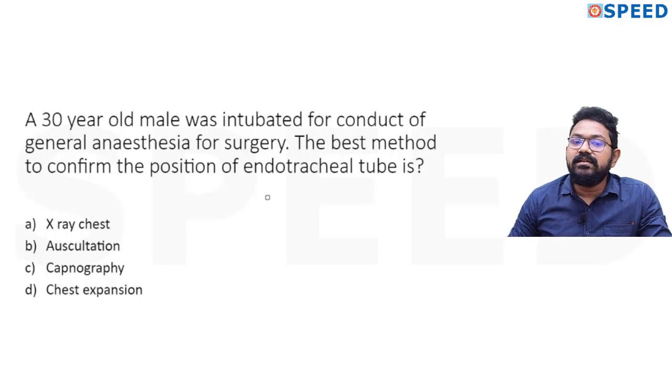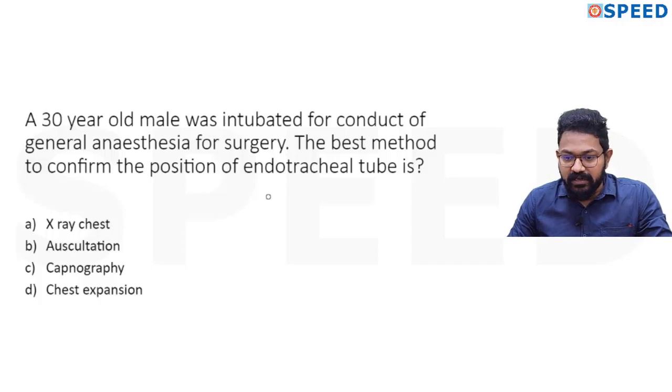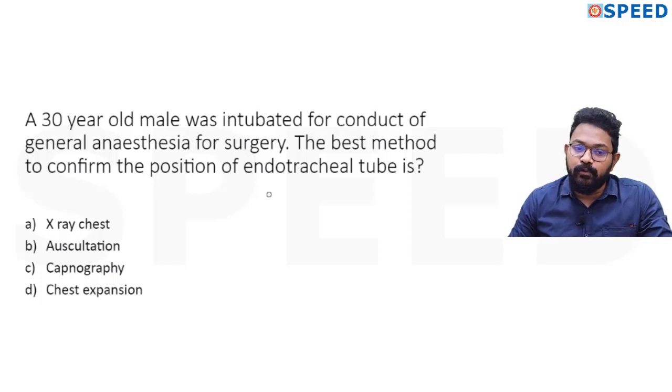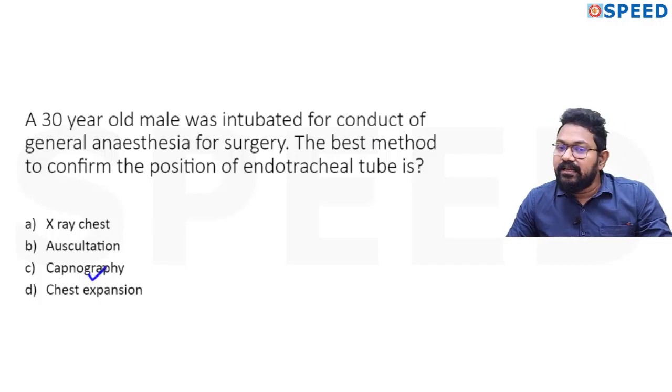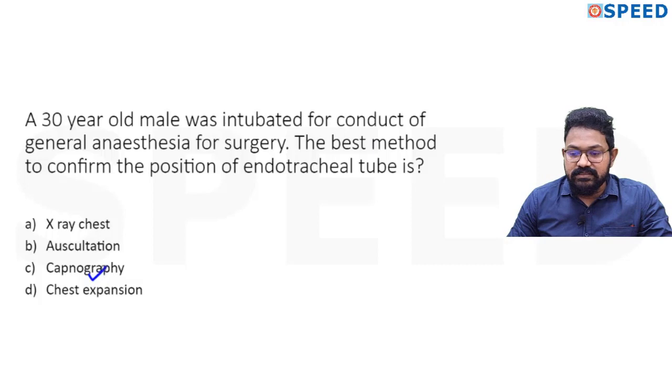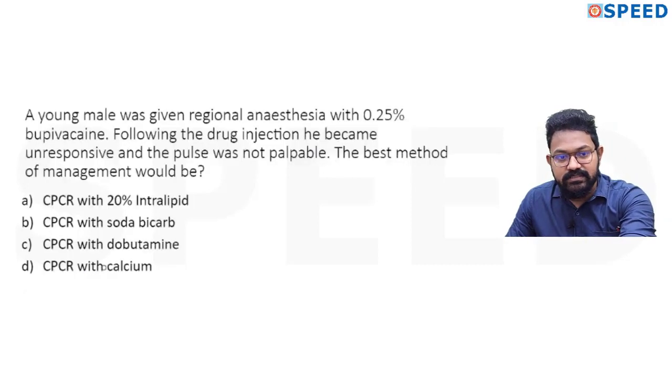The third question is a 30-year-old male was intubated for conduct of general anesthesia for surgery. The best method to confirm the position of endotracheal tube is. The golden standard for the confirmation of endotracheal tube is end-tidal carbon dioxide measurement or capnography. So your answer is C, capnography. I'll come back and give you a detailed review on all these questions. Now let me move on to the next question.